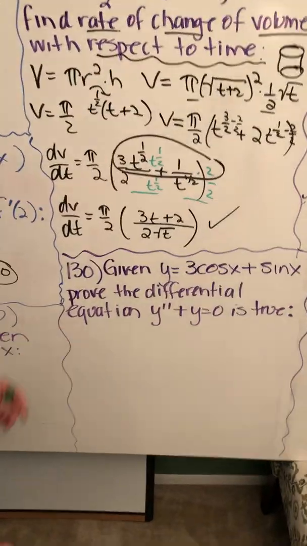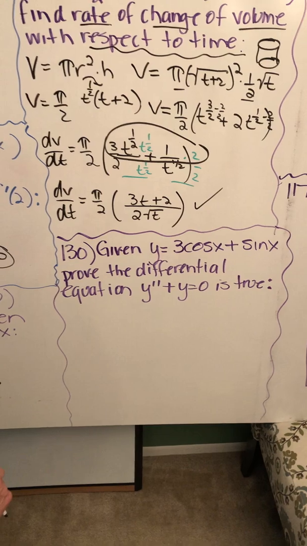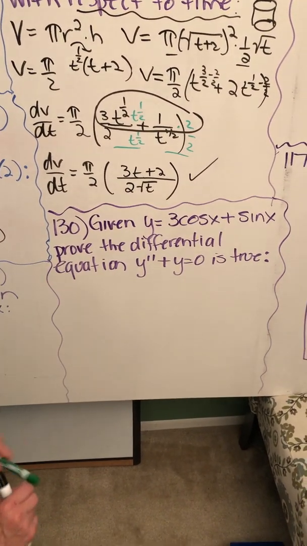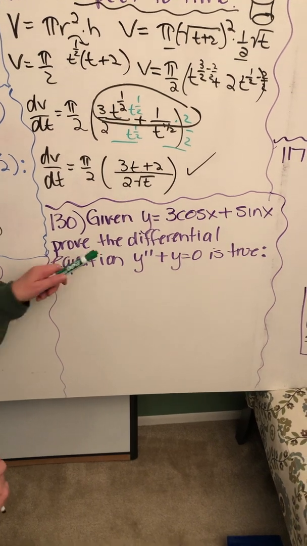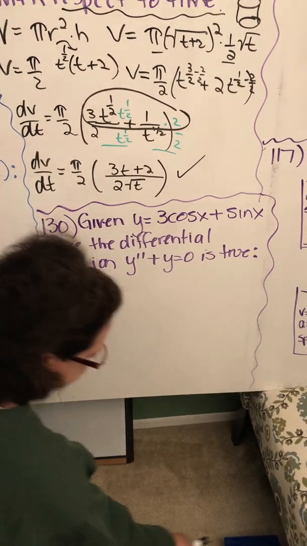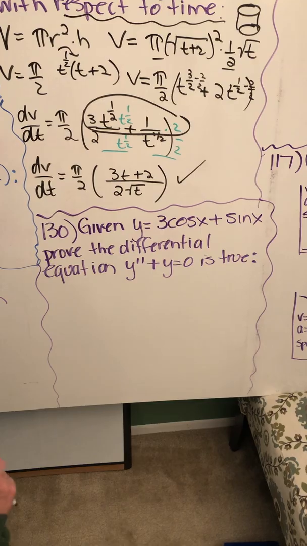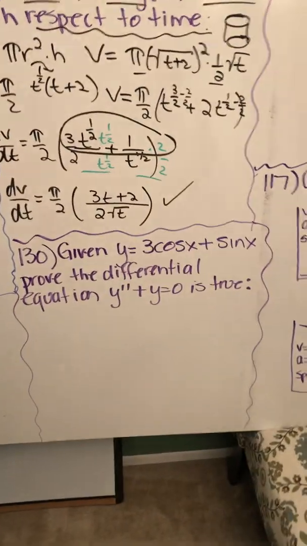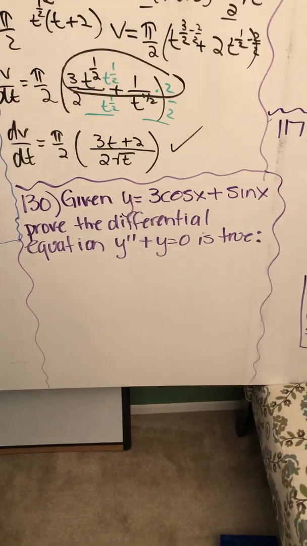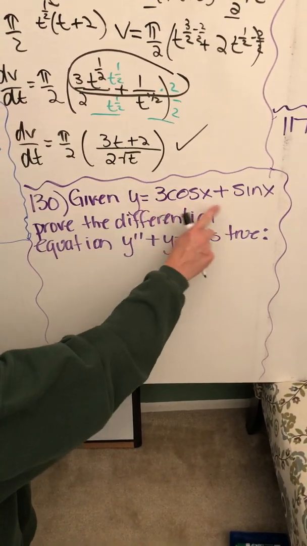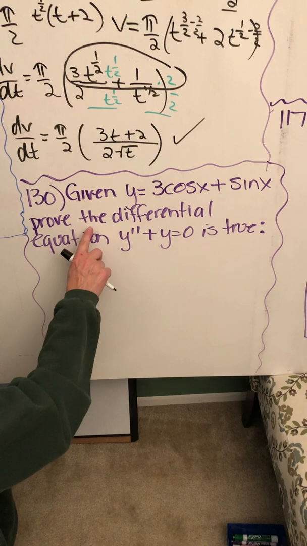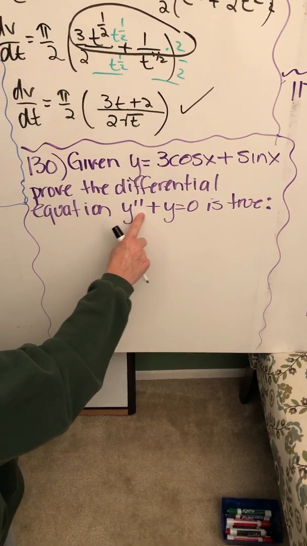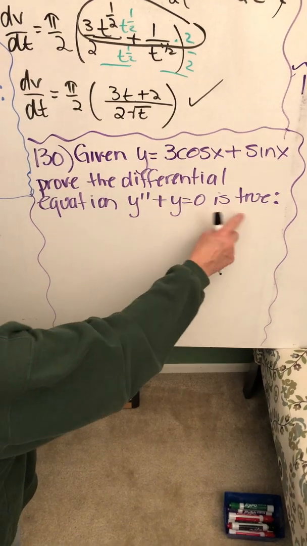Okay, next, 130. You've never seen differential equations. You're going to see them in every section from now on. And when we get to chapter 6, we're going to be focusing on differential equations. There's a whole course in calculus at college called DiffEQs, and those are differential equations. Here's your first one. So this is kind of cool. Given that y equals 3 cosine x plus sine of x, prove the differential equation y'' plus y equals 0 is true.